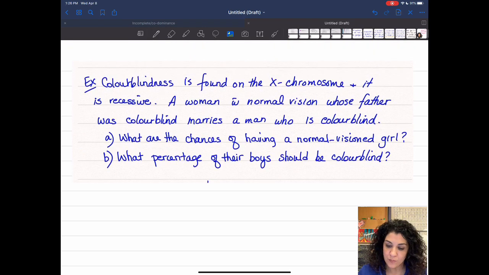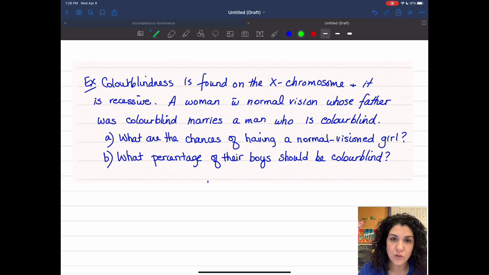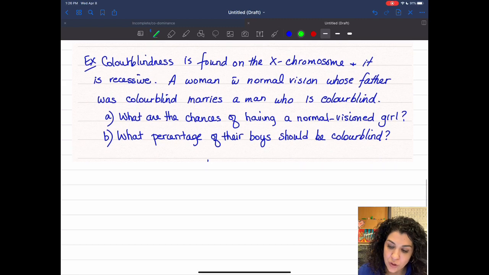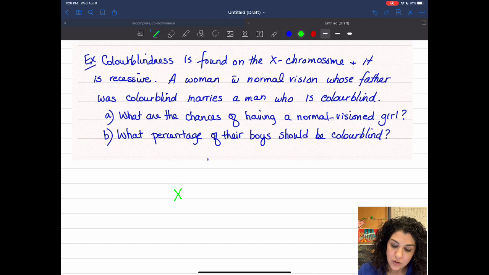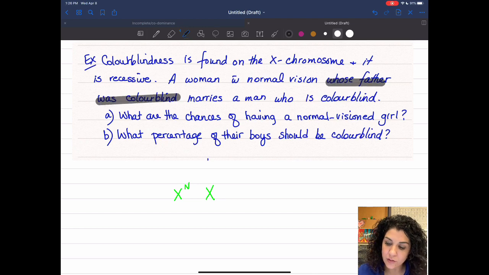So we have to approach it like any other question that we have so far. We're gonna start by writing down the genotypes of our parents and maybe getting them onto a Punnett square, okay? So let's see. A woman with normal vision. So she has normal vision. So I'm gonna just give it N for normal. And I don't know what the other one is until it says that her father was colorblind, okay?